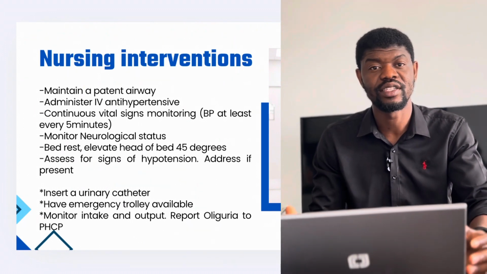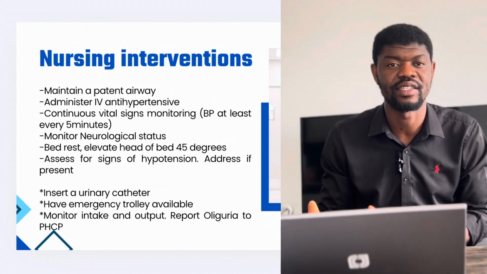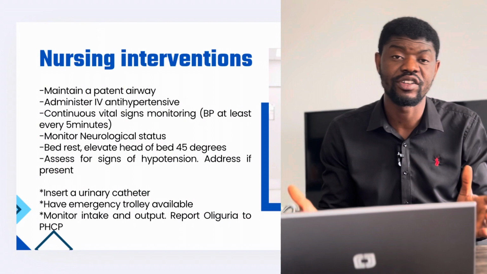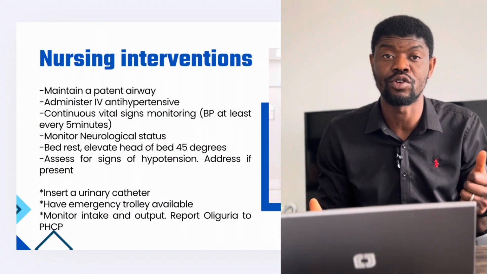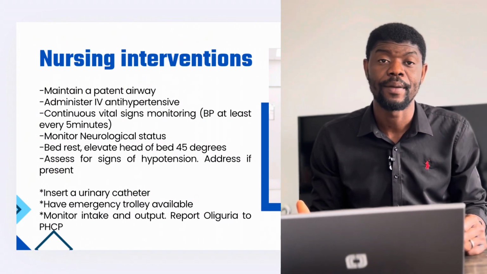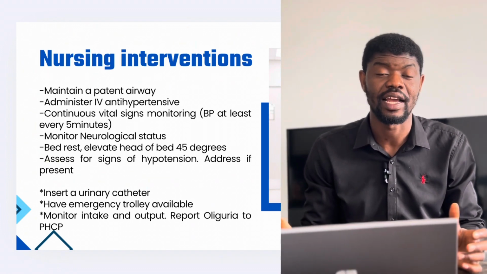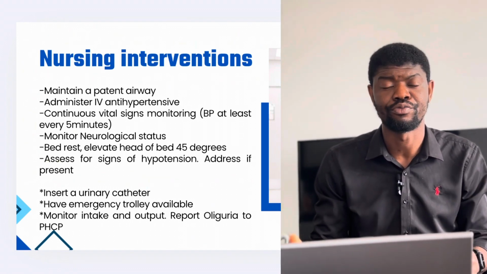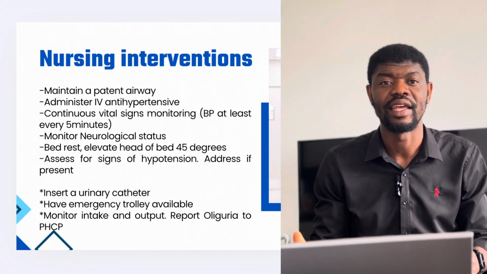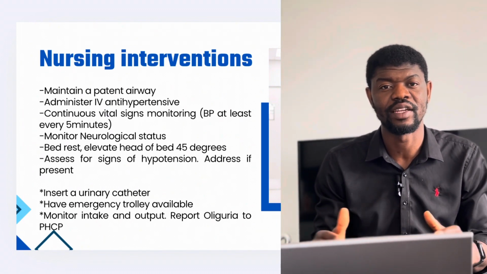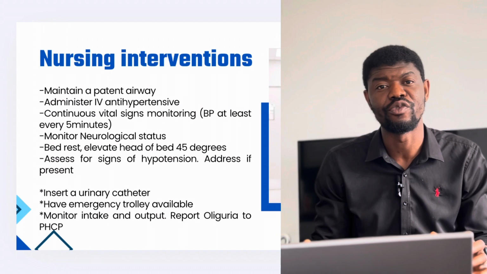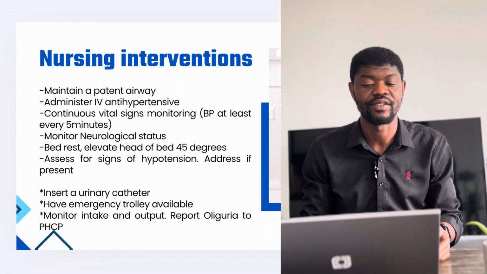The other thing we do is that we administer IV antihypertensives. So usually for regular treatment of hypertension, you would have oral antihypertensives. But in such a crisis, usually we give IV antihypertensives, like labetalol, in order to bring the blood pressure down. And then once the blood pressure is down and stable, we now resume regular oral antihypertensives.